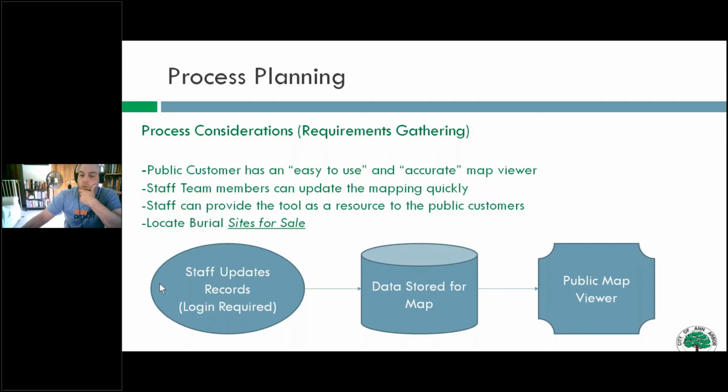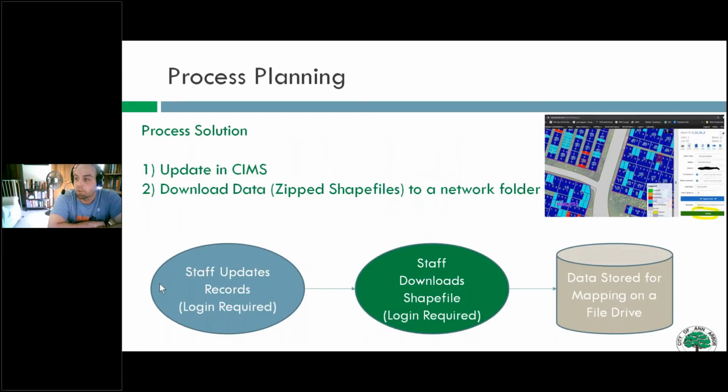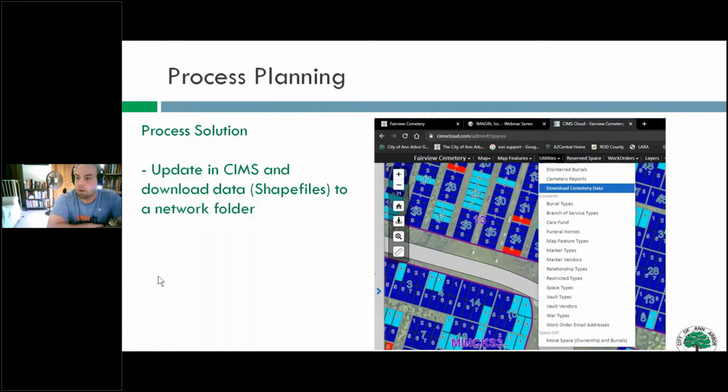All right, so what we're doing is we're still using CIMS. CIMS is used internally to keep up the data. And what they do now, after they make a significant set of updates, or any update really, they download a zip shapefile of the GIS and all the attributes associated with it to a network folder. So this is how that process works inside of CIMS. You click on utilities, you press download cemetery data, and what you get is a packed shapefile. You get a zip file that has a bunch of shapefiles, a bunch of CSVs, and a bunch of other stuff all zipped up into it.